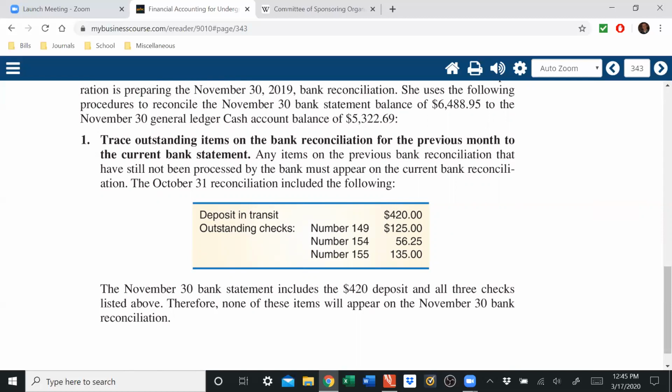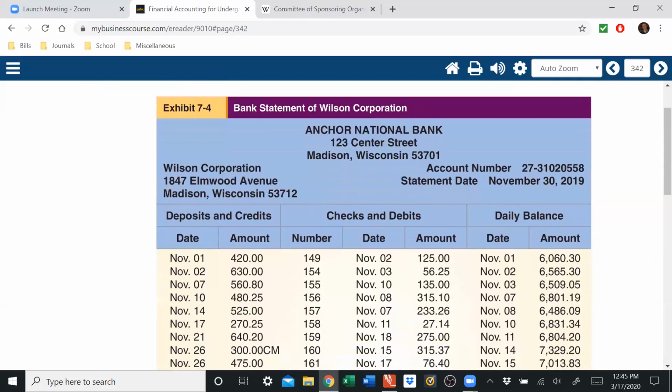The October 31st reconciliation included a $420 deposit in transit on the previous month's bank reconciliation, and then 3 outstanding checks. If we look on the November 30th bank statement, it includes the $420 deposit. It was the first deposit made in November. That hadn't been made as of the end of October, and that's why it was on the October bank reconciliation. But now in November, it's made. So it was a deposit in transit as of the end of October, but it's no longer a deposit in transit as of the end of November because it's already in our account.